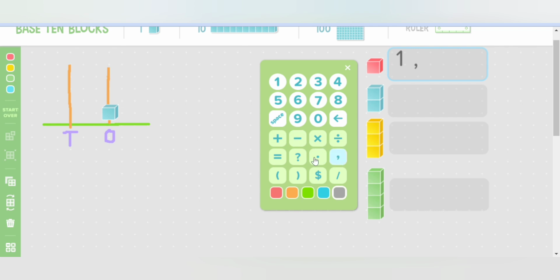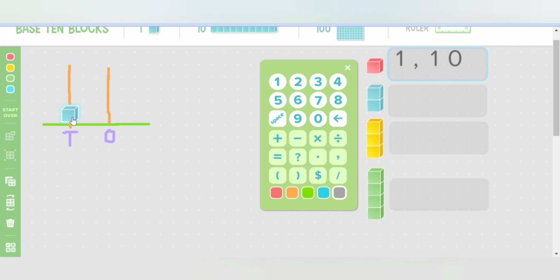Then I'm going to make another number, so I'm going to put it at tens place. When I put it at tens place, what does it represent? It represents tens. So my next number which I have made is 10.